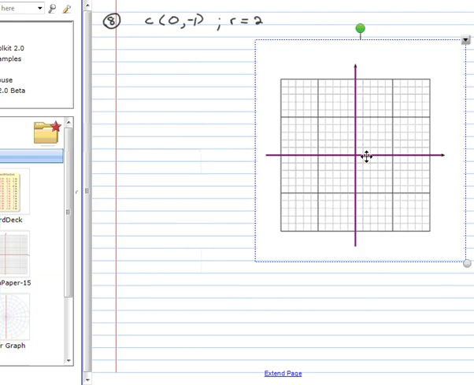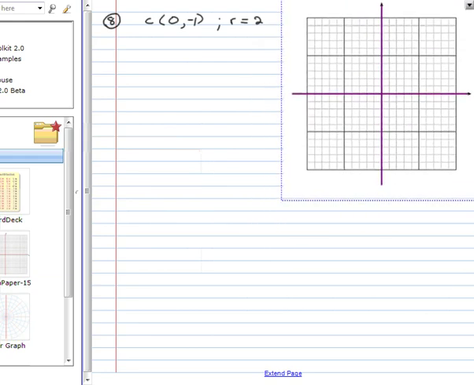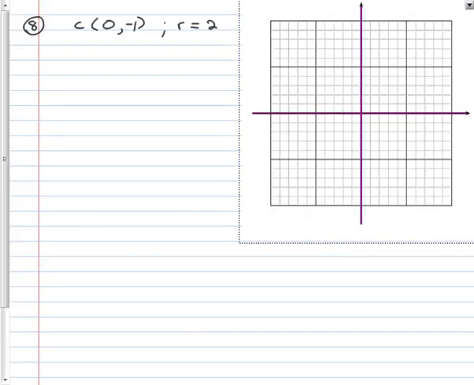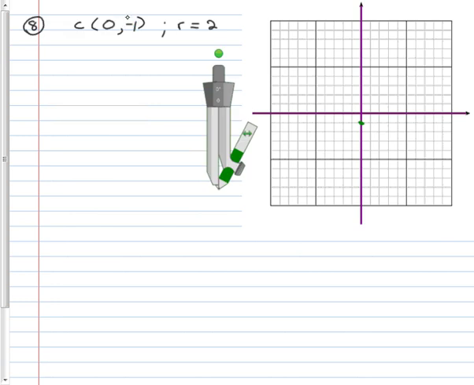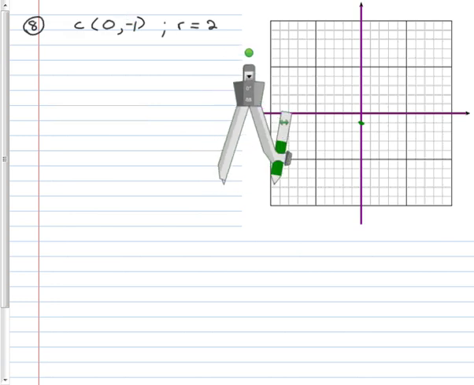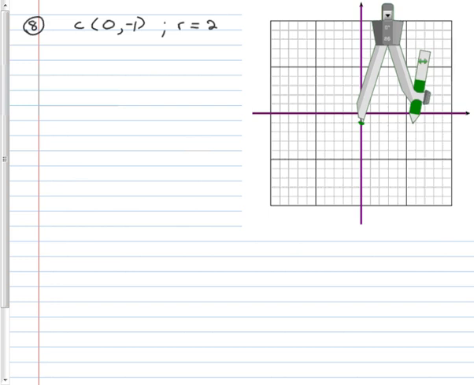You thought the last one was easy. The center is at 0, -1. With my handy-dandy compass, my radius is 2.